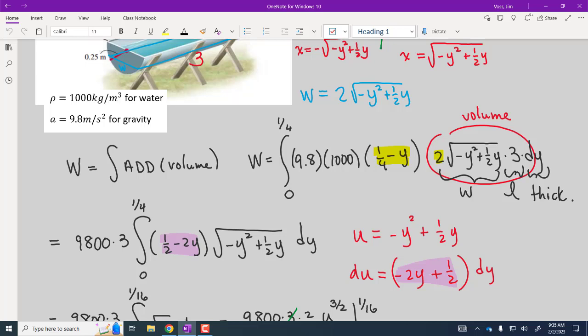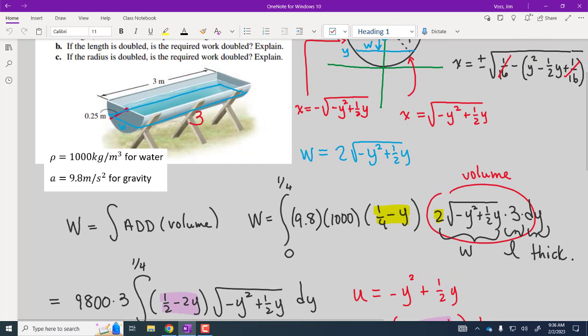And then to turn that cross-section into a slice, we multiply by dy to give it a little bit of thickness. And so then that gives us the volume of our slice. And then again, it's ADD, acceleration, density. These are both given, metric system. 1,000 for density of water, 9.8 for magnitude of acceleration. And then that is the distance your cross-section has to travel.